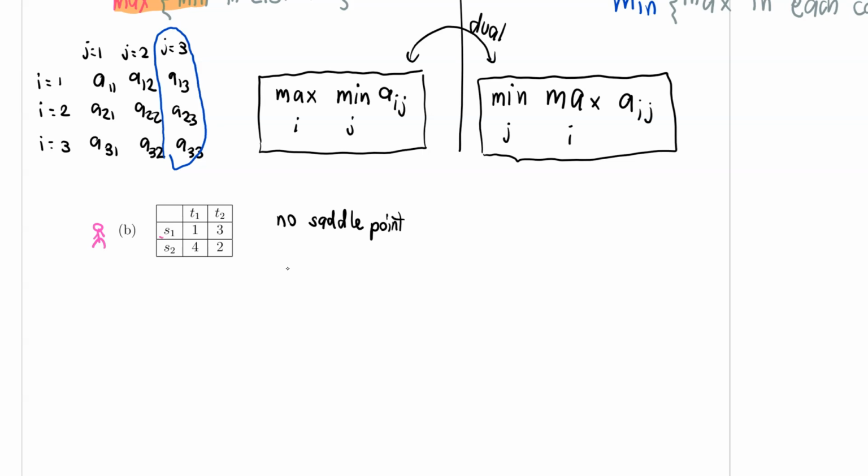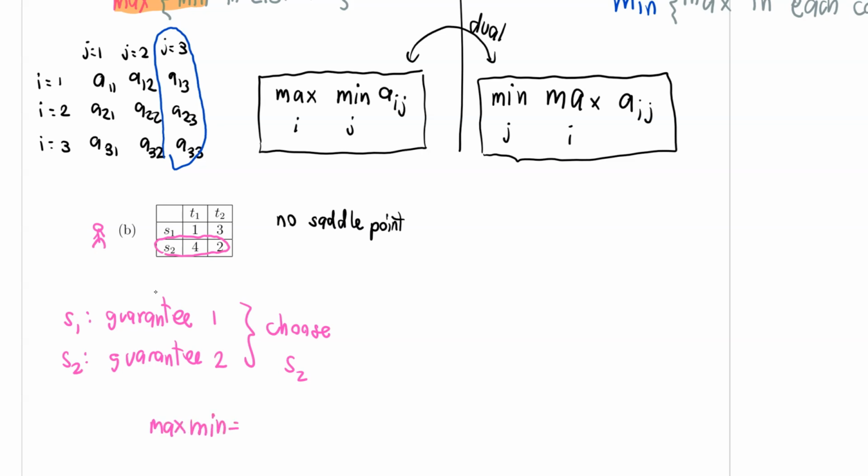Alice can choose between S1 and S2. If she chooses S1, that is going to guarantee her at least $1. And if she chooses S2, the second row, then that's going to guarantee her $2. So we can see that the second row is better, which means she should choose S2. Or we can also say that the max-min value is going to equal 2.